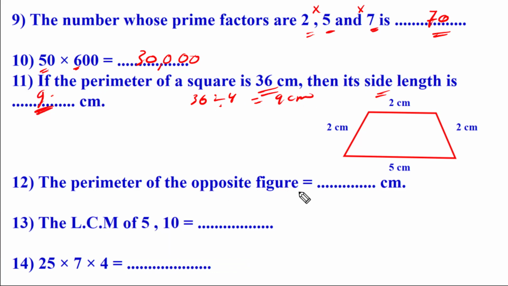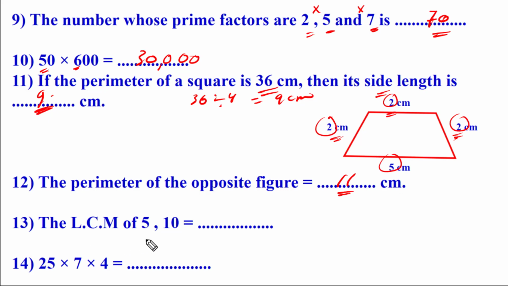To find the perimeter of the opposite figure, guys, we have here a polygon. It's called trapezium. Now we will add all sides to find its perimeter. We have 2 plus 2 equals 4. 4 plus 2 equals what? Equals 6. 6 plus 5 equals 11. So its perimeter is 11 centimeter.